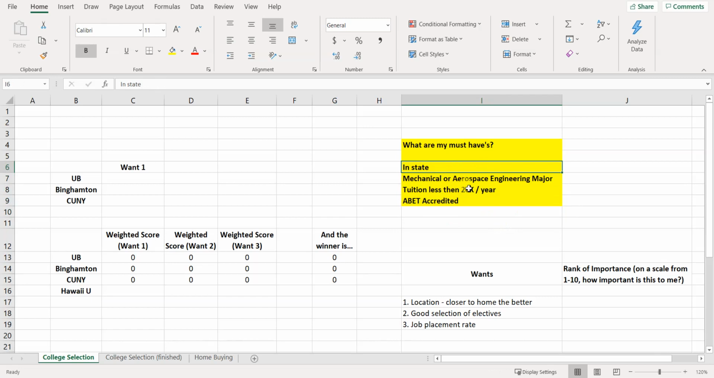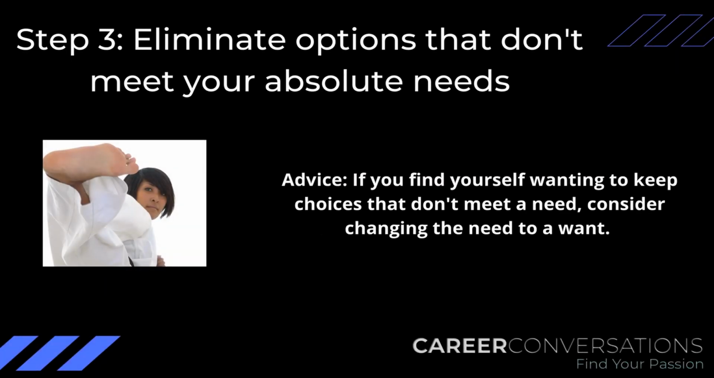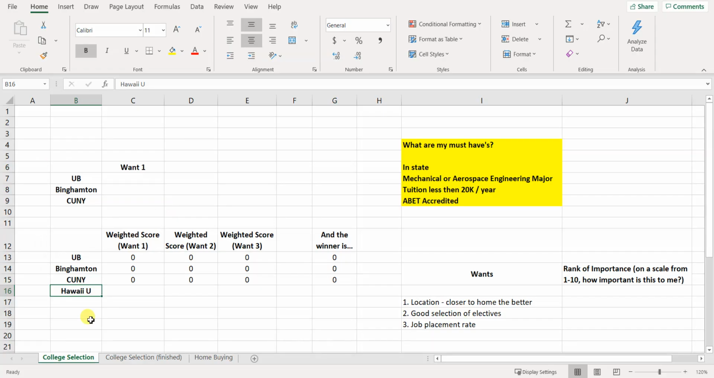So I wanted to be in-state, less than $20K a year, have that major, and be accredited. So quickly, you could see, and this is why there are no numbers here, I had thought, oh, it'd be cool to go to Hawaii and study. As soon as I looked at it, I was like, okay, tuition for me would be astronomical, so that is going to get taken off my list. And that's what you need to do when you're writing out these absolute must-haves: if they don't apply to you, you have to take them off the list, and that's the rule.